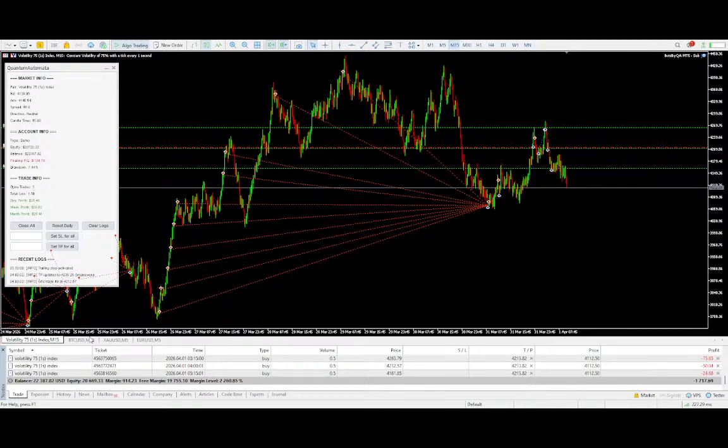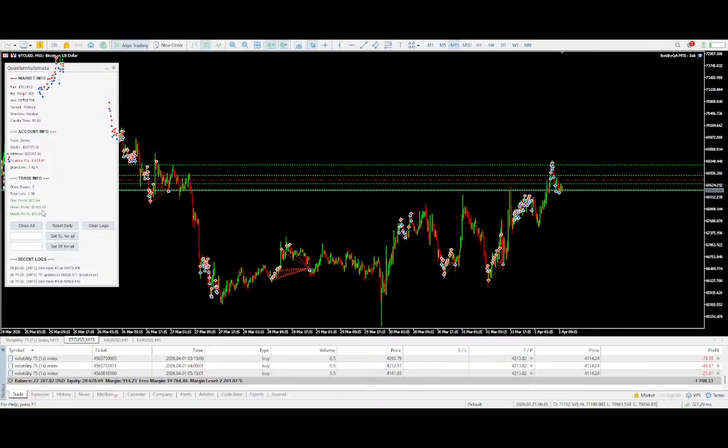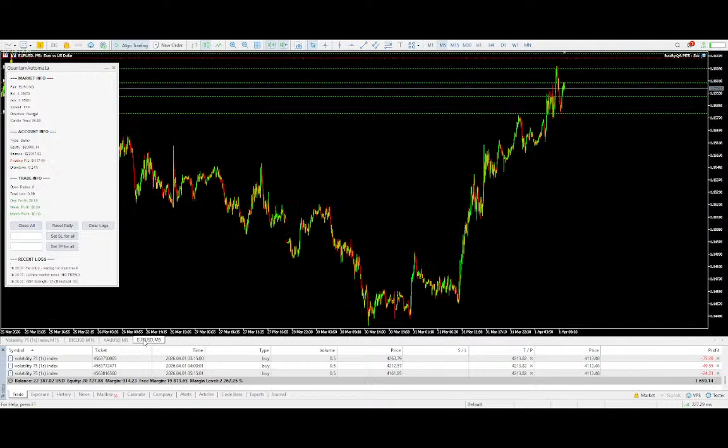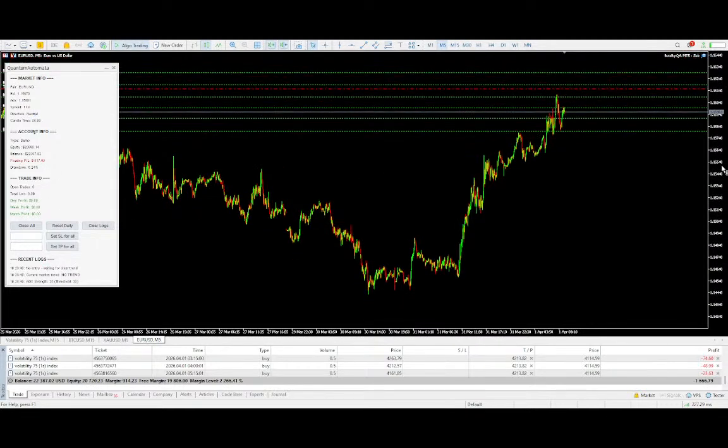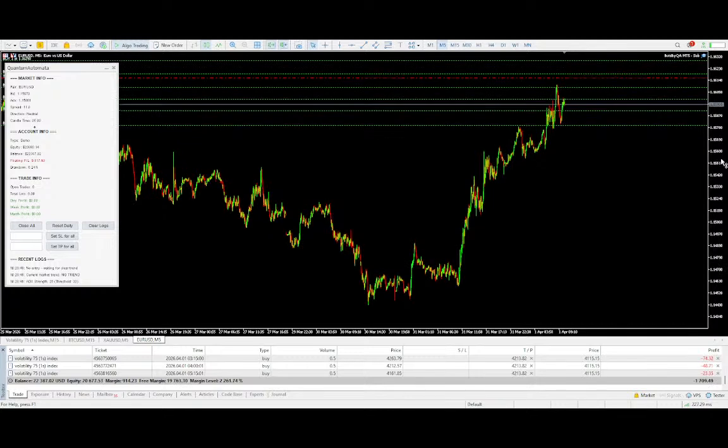Then for the BTC, it made 1K already, and for gold, profitable 500 plus. Euro USD, yeah, it's still profitable as well. As you can see, it's closing, it's nearing the take profit. It's almost hitting the take profit, right?